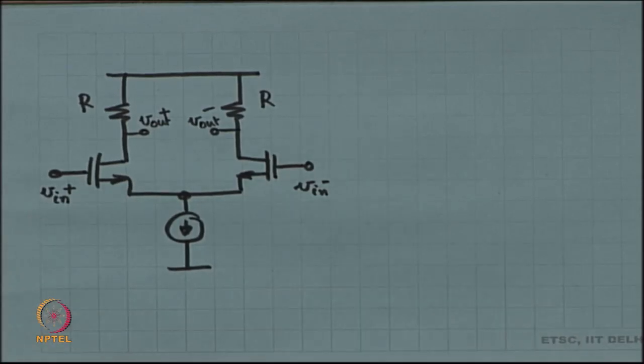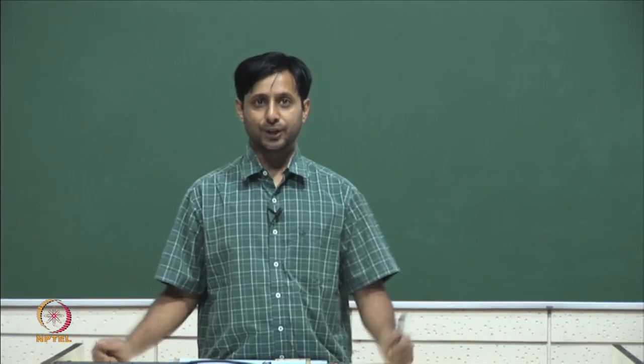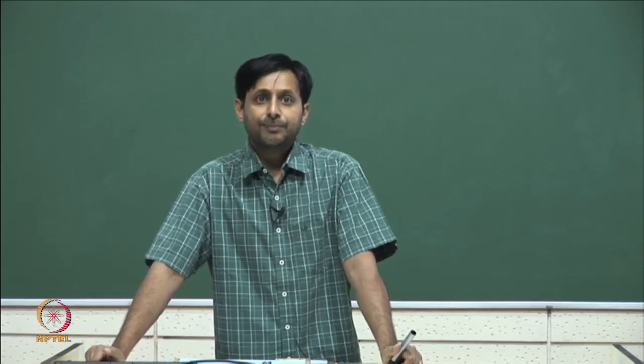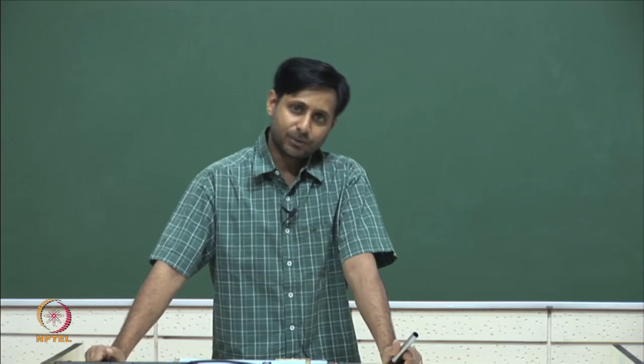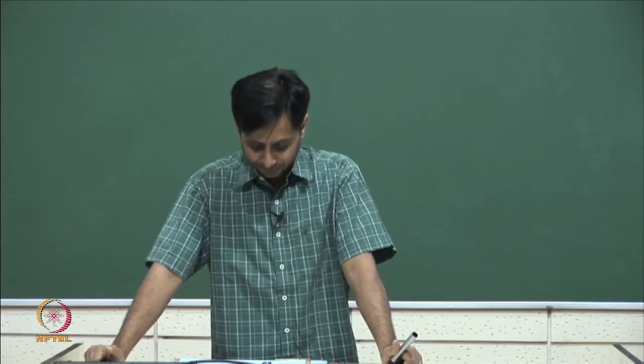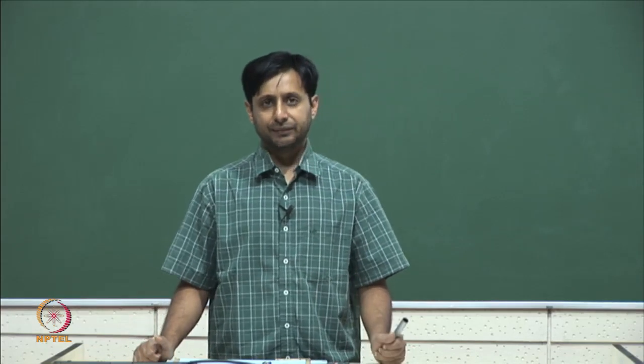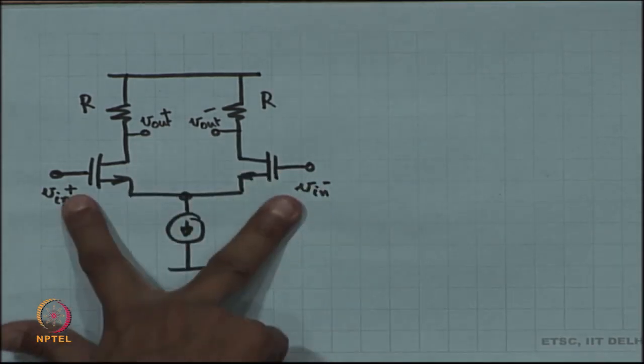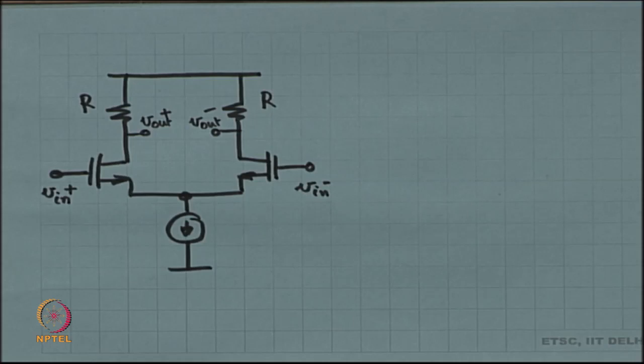Then we discussed the commonly used phrases. The phrases are the common mode signal, the differential mode signal, the common mode half circuit, the differential mode half circuit, common mode input, differential mode input, common mode output, differential mode output, common mode gain, and differential mode gain. Whenever I talk about common mode, we are referring to the average. Whenever I am talking about differential mode, we are referring to the difference. So, for example, differential mode gain is the difference of the two outputs divided by the difference of the two inputs.